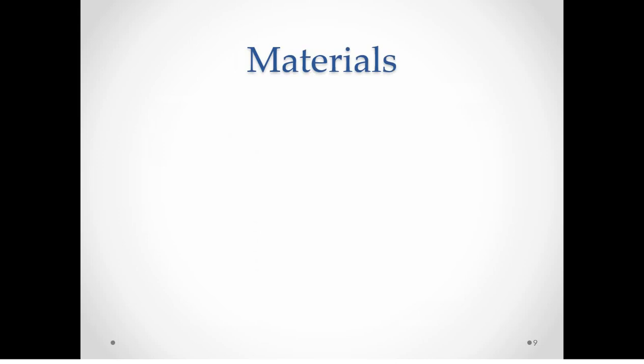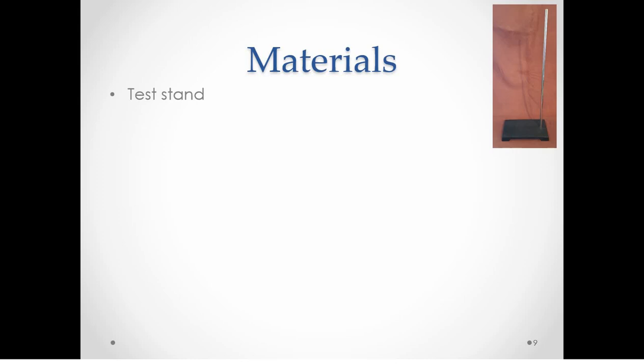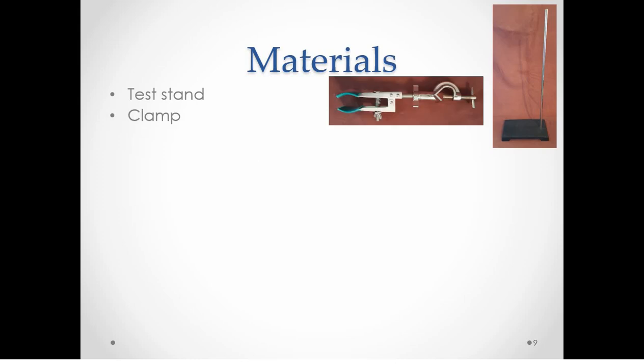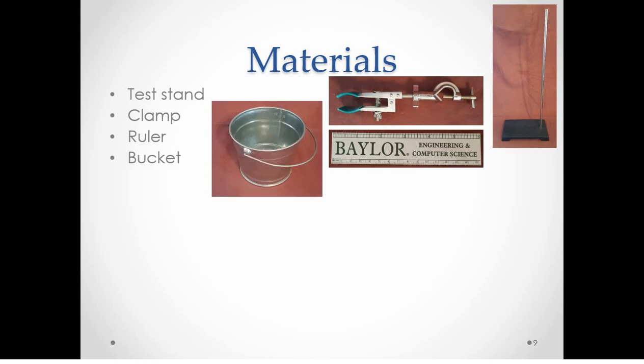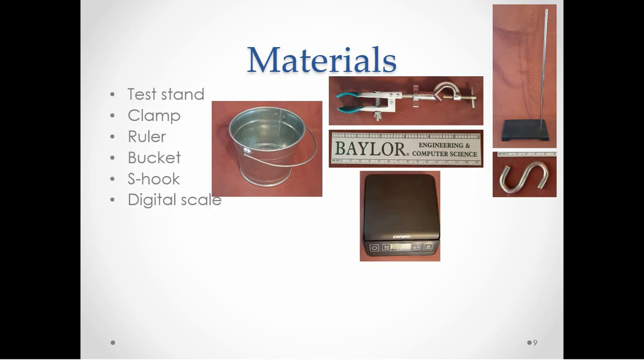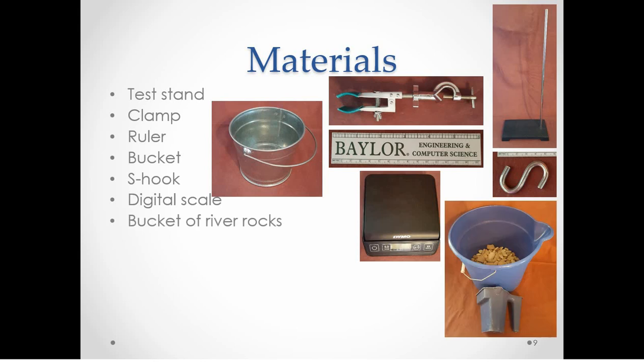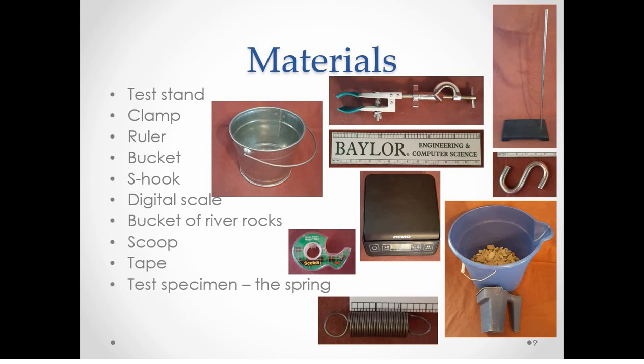To conduct this experiment, the required materials include a test stand, a clamp that attaches to the test stand, a ruler, a bucket, an S-hook for hanging the bucket from the spring, a digital scale, a bucket of river rocks, a scoop, tape, and the test specimen, the spring. You will need to provide a piece of paper and a pen or pencil so that you may collect the data from the experiment.